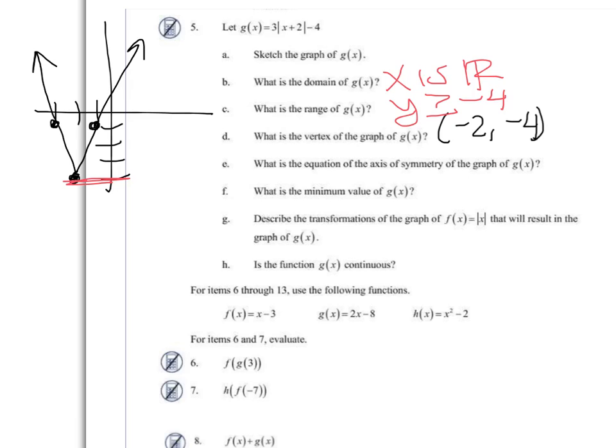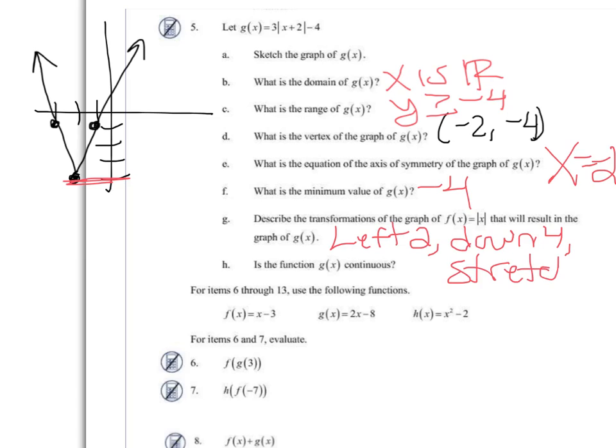The axis of symmetry goes through the vertex this way. And that's a vertical line, so that's x equals -2. And the minimum value is the lowest y value, it's -4. So the transformations, it went to the left 2, down 4, and stretch by 3.